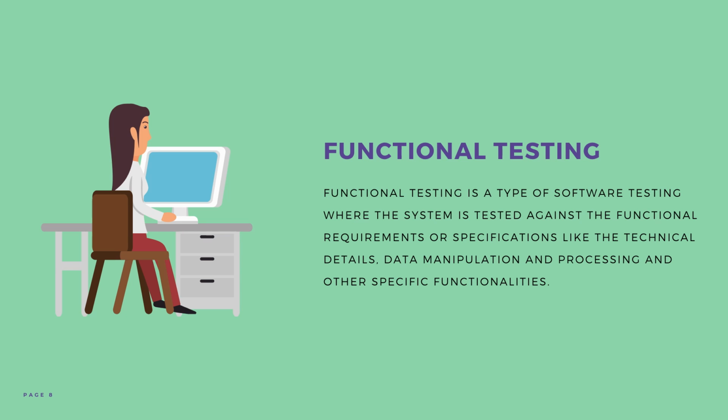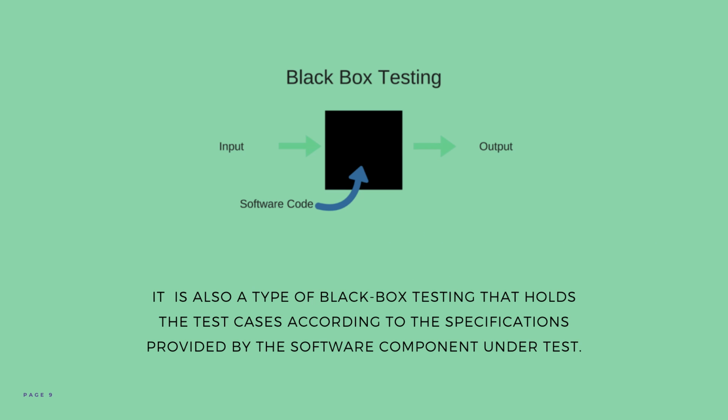Functional testing is also a type of black box testing that holds the test cases according to the specification provided by the software component under test. Maybe you ask, what is black box testing? Black box testing is a method of software testing which helps in examining the functionality of any application without peering into its internal structures or the implementation process.